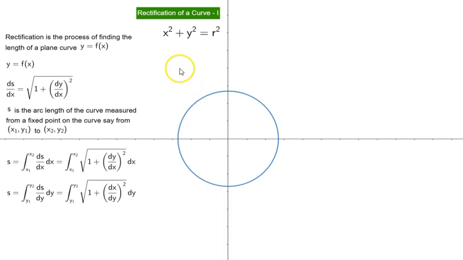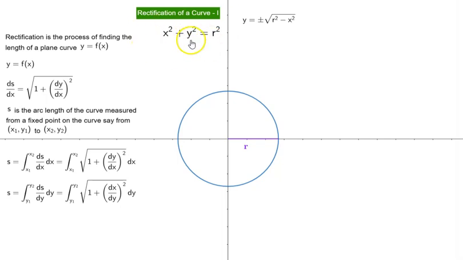We know the formula of that is x square plus y square equal to r square, where r is the radius of the circle. Now we want to figure out the arc length of the entire circle, that is the entire circle's circumference. So let's do that.